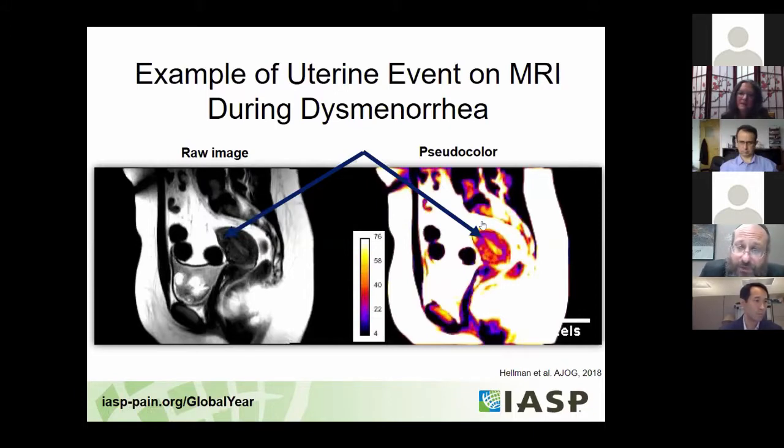Now, these myometrial events that you're looking at on this MRI signal, what you're looking at is an increase in the myometrial signal intensity due to the blood exiting the uterine layers. So this is a high pressure contraction. So this is a way of looking at spontaneous mechanical events. So what is the relationship between these spontaneous mechanical events and pain?